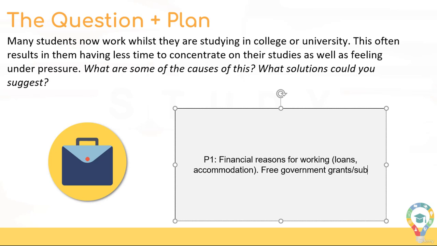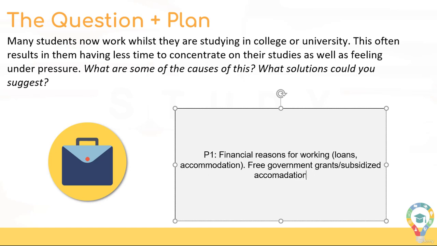We could also say subsidised accommodation. Okay, it's changed it to the American spelling, but that's okay. Subsidised accommodation. Okay, a free government grant, subsidised accommodation. So in my first paragraph, I'm going to talk about the financial reasons for students wanting to earn money while studying, which is probably the main reason, I'm sure. And my solution is for governments to give free grants or to subsidise accommodation.